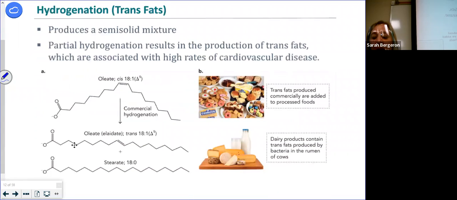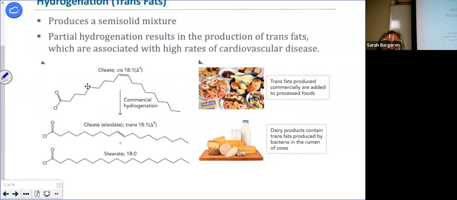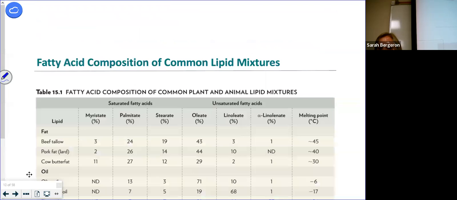So this is what I was saying before. You take something that is a cis configuration, you go through commercial hydrogenation, and you end up with a saturated fatty acid, but some of those hydrogens will pop off and you'll end up with a trans, right? And we talked about this. Dairy products do have some trans fats because of the bacteria, but yeah, okay, very technical with that.